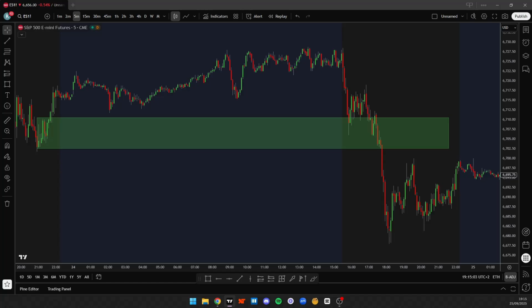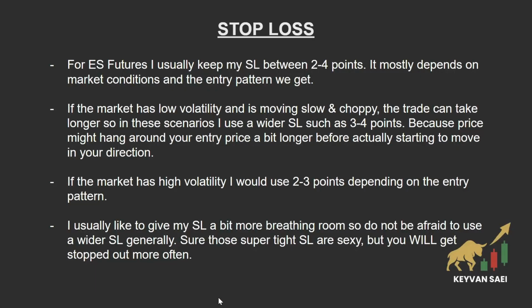So before we head to the charts and show you actual examples, let me just cover a few key points on the slides. For the stop loss for ES futures, I usually keep my stop loss between 2 to 4 points. It mostly depends on the market conditions. I just have to look at how tight these stop losses look. But generally speaking, most of the time, between 2 to 4 point stop loss is what I use.